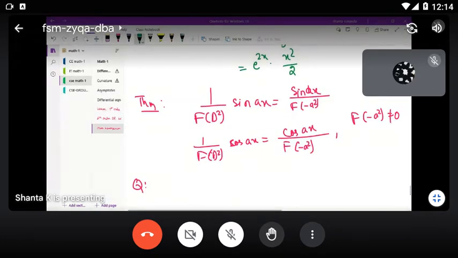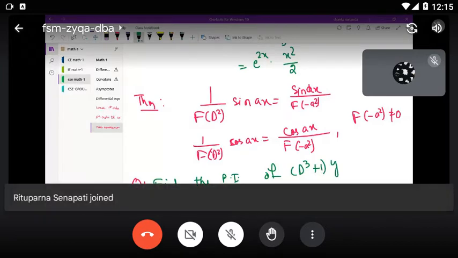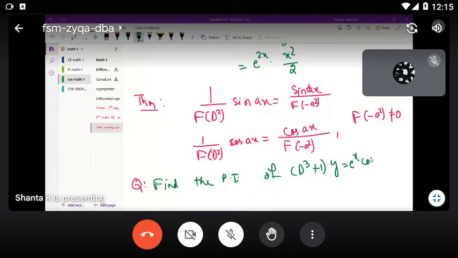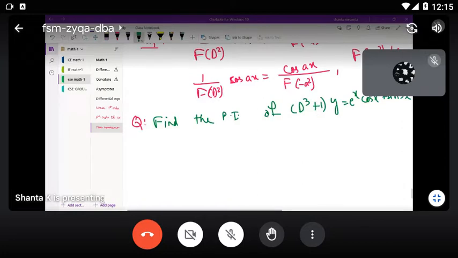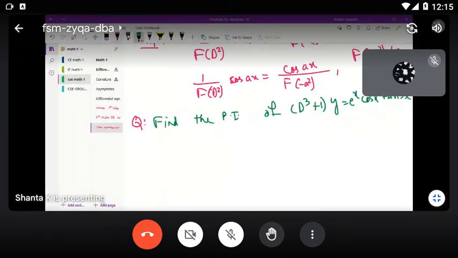So we have to find the PI, which stands for the particular integral. I have written here D cube, but you can solve it. You can change it to the form e power x cos x plus sin 3x. And the PI of (D cube plus 1) y equals x cos x plus sin 3x. So find the solution.